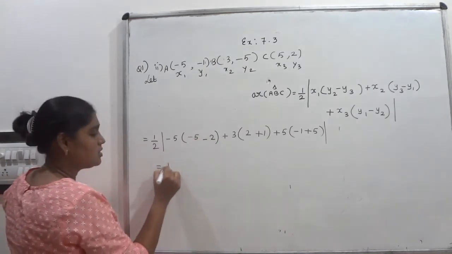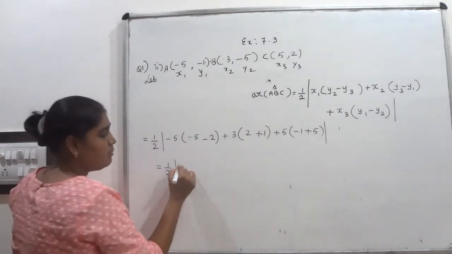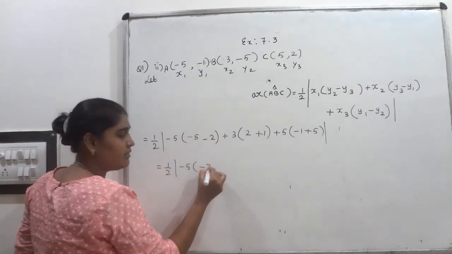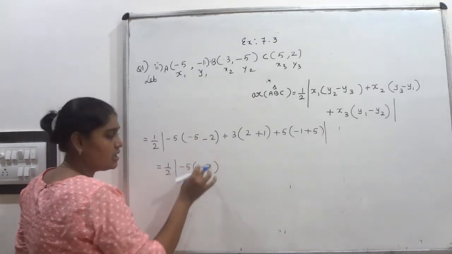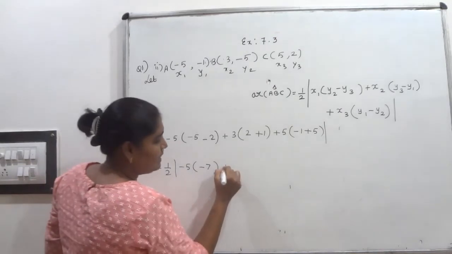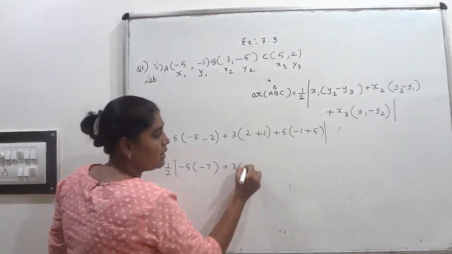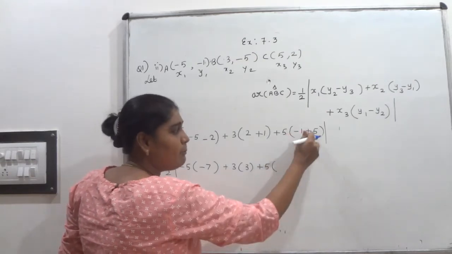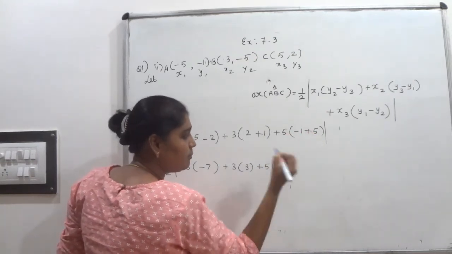Close the modulus. Half modulus minus 5 into (minus 5 minus 2), that is minus 7. These are in addition. That's why minus 7. Plus 3 into (2 plus 1), that is 3, plus 5 into (minus 1 plus 5), that will give you simply 4.